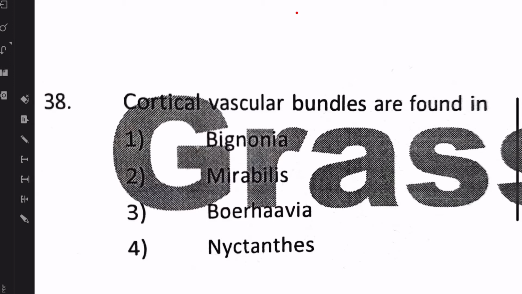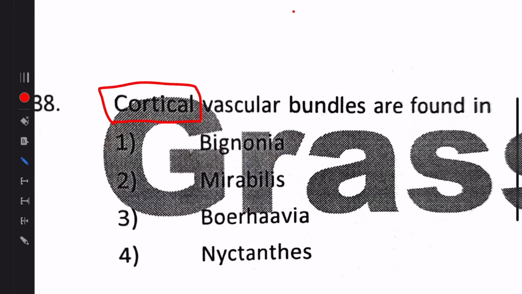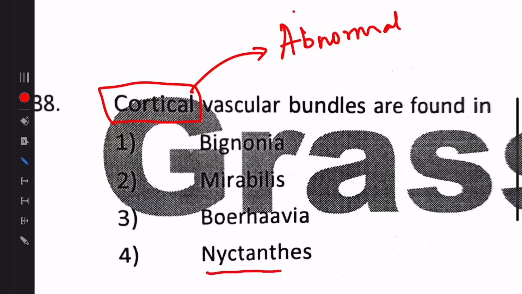Now, first of all, it says cortical vascular bundle. Vascular bundles are generally not found in the cortex region. They are found below the cortex and they form the stele, the central ring part. But this is abnormal, and this cortical vascular bundle feature is found in Nyctanthus, which belongs to the family Oleaceae, and in the Cactaceae family. So our answer is number 4.